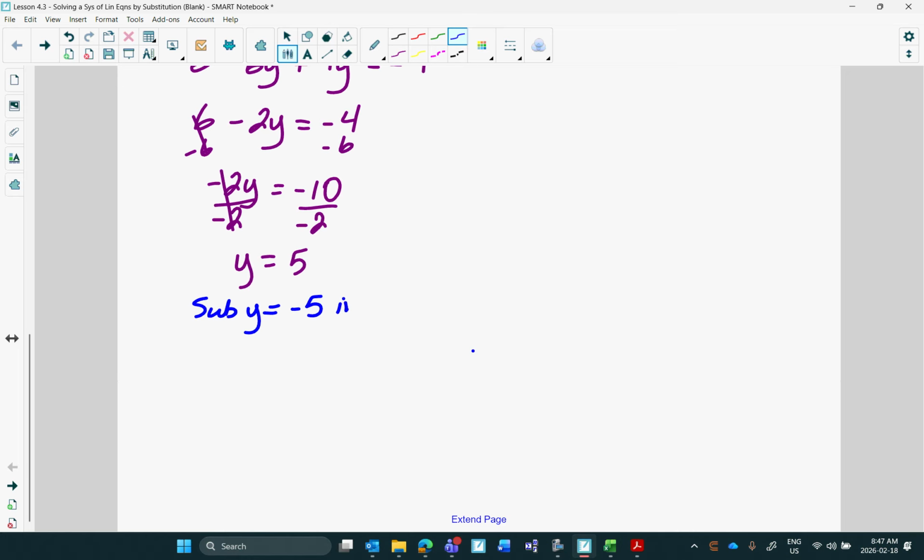into, and it doesn't matter which equation you substitute it into. I'm going to substitute into 2 because 2 looks like an easier equation. 2 are numbers. Solve for x, and you've got your answer.